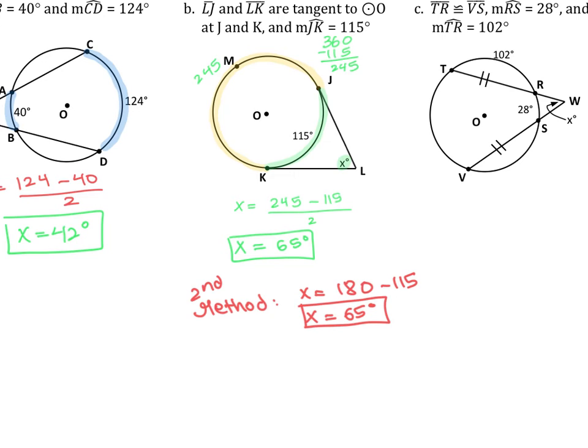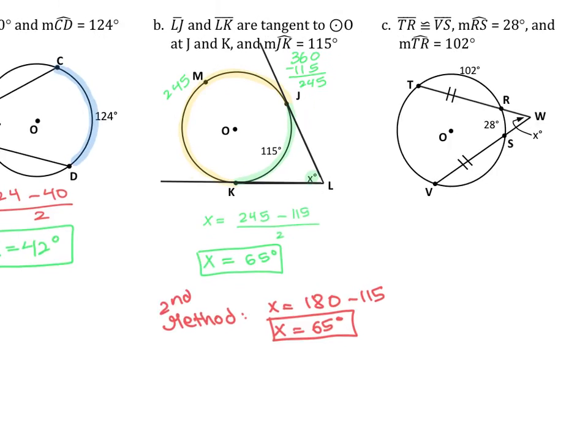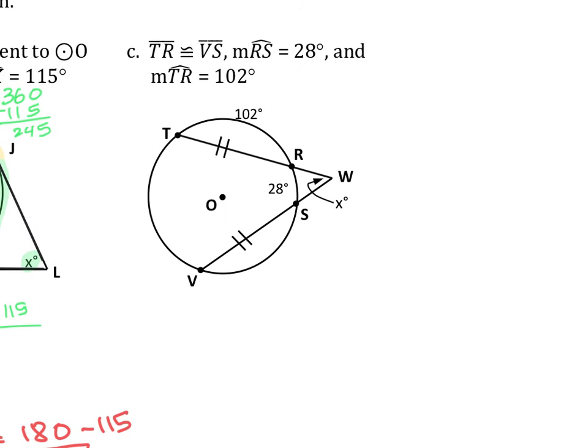Again, this rule only works if you have two tangents intersecting outside the circle, because if you actually continue this line, you can tell that it's a tangent. And again, if you actually elongate this line, you can tell it's a tangent. Let me actually fix that. There you go, it's a tangent. So that's the second method that could save you time. Now let's move on to C.